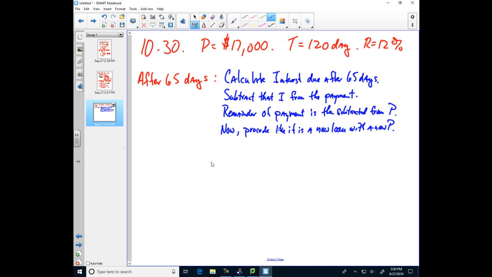And so let's work this out. Interest after 65 days is going to be the principal, nothing new here, times the rate, which we turn into a decimal, times the time. We've had it for 65 days, and we're told it's going to be simple interest, so it's going to be 65 over 360. All right, does everybody see where those numbers come from?